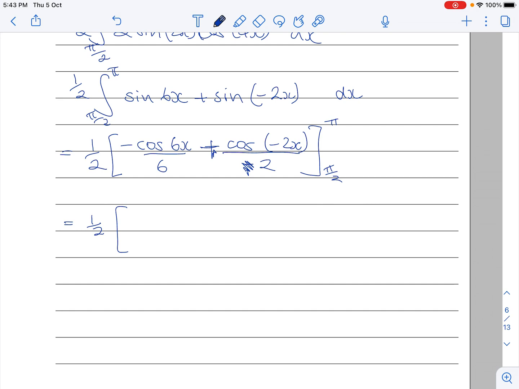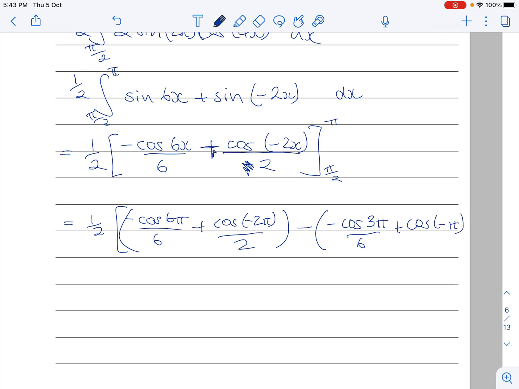So now we're going to go cos of 6, we're going to put pi into it first, and divide by 6. Cos of negative 2 pi. And then we subtract, put pi over 2 into it. 6 times pi upon 2 is just 3 pi, plus cos of negative 2 times pi over 2, which is just negative pi. Alright, we'll just times it by a half at the end.